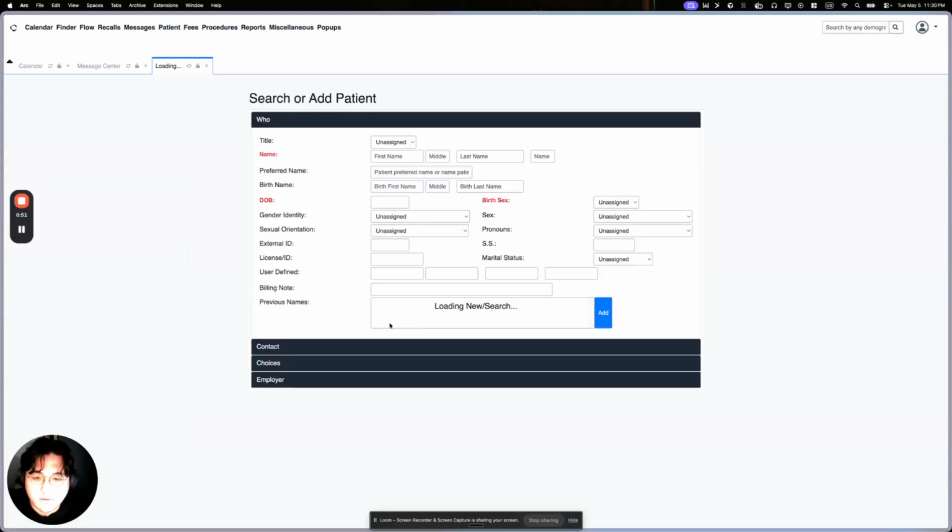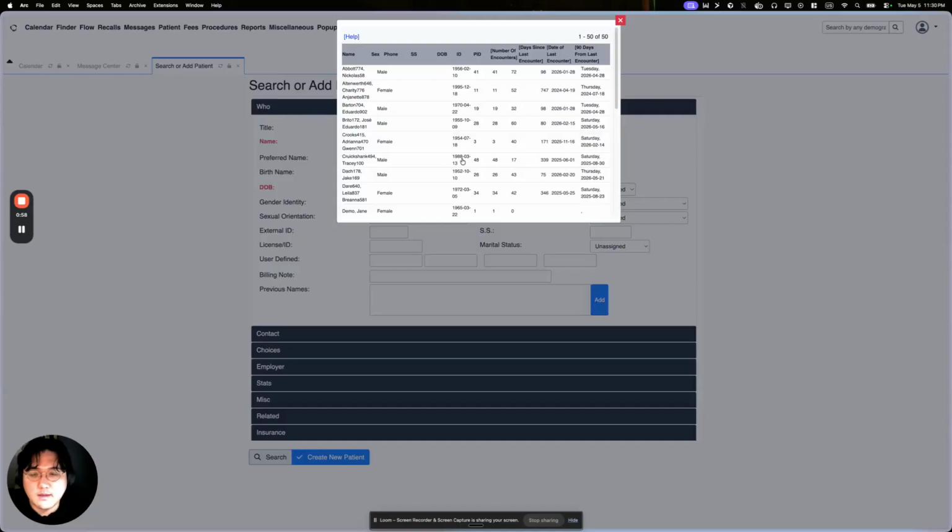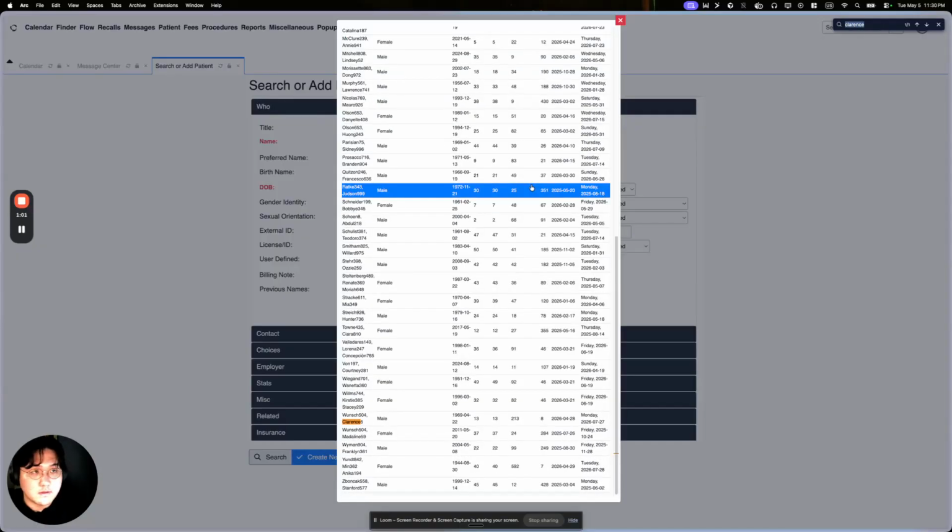We're going to search for a certain person here. The search functionality is not super great at the moment. It's something that could be addressed.